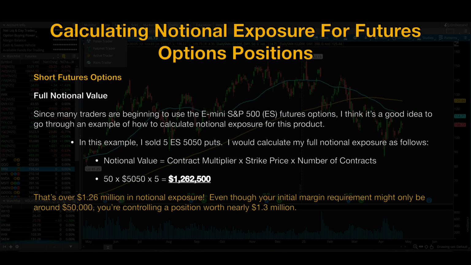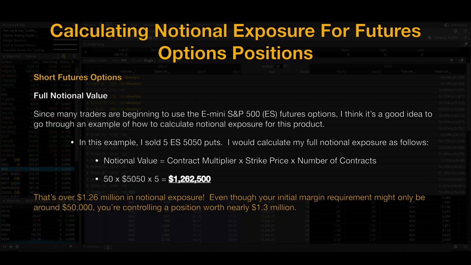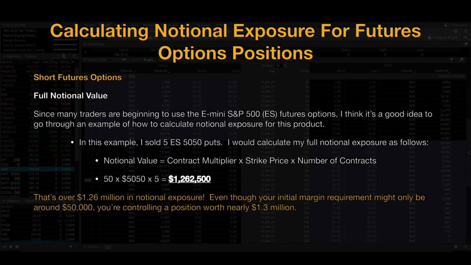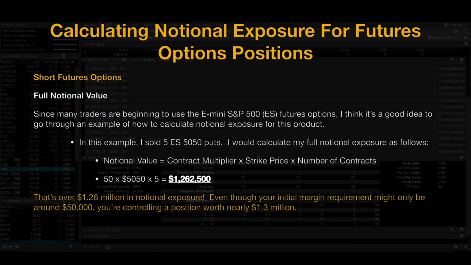And this gives me a full notional value of $1,262,500. That's over $1.26 million in notional exposure. Even though my initial margin requirement might only be around $50,000, I'm controlling a position that's worth nearly $1.3 million. And that's important to understand.